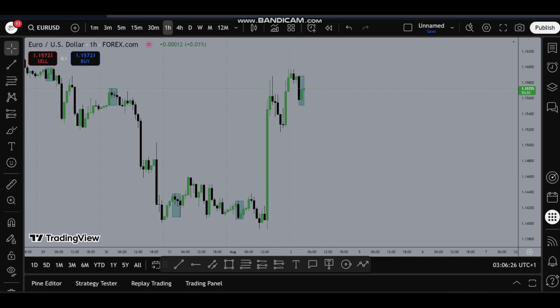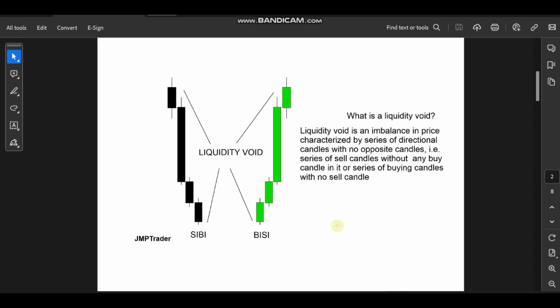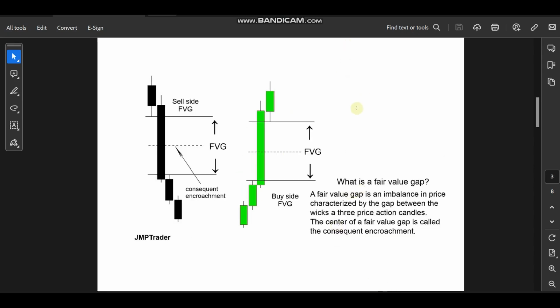So the next one we are going to be looking at is the fair value gap. So what is a fair value gap? A fair value gap is an imbalance in price characterized by the gap between the wicks of three price action candles. The center of a fair value gap is called the consequent encroachment.